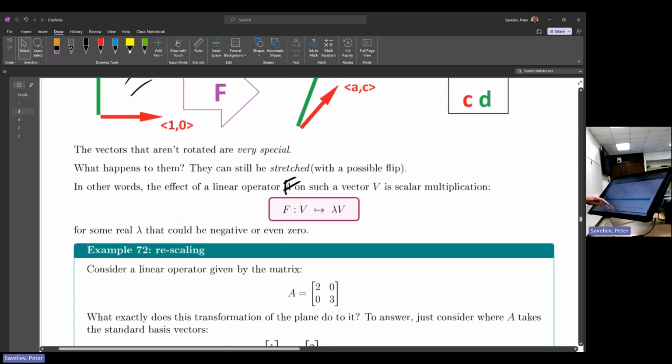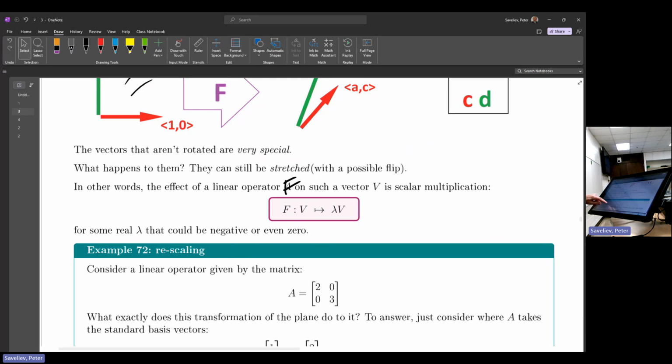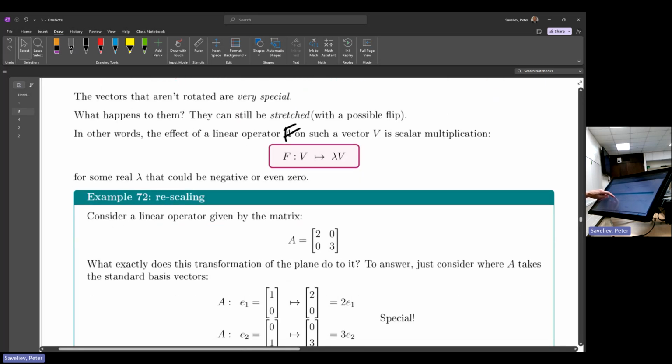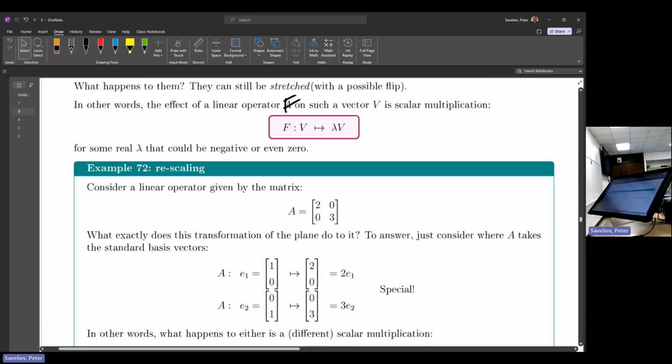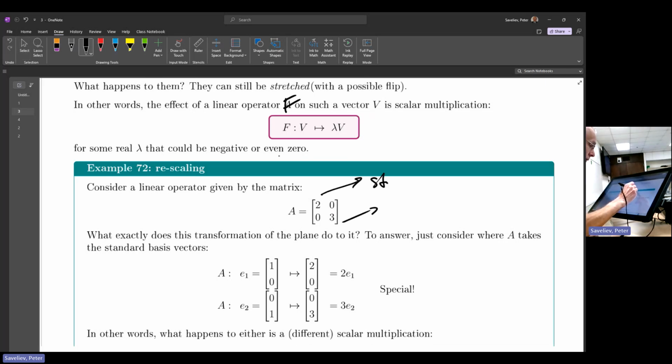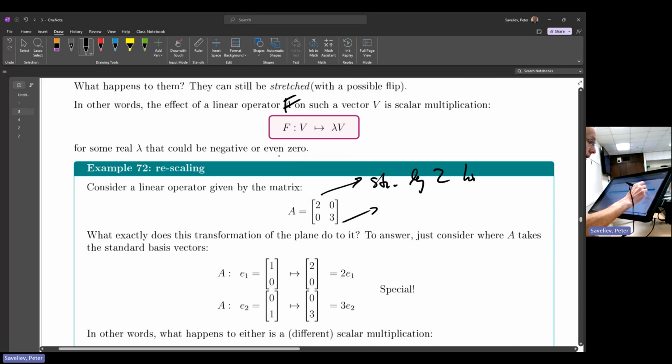So if my matrix is 2, 0, 0, 3, we know that it's stretches, and then we ask ourselves what happens to the vectors. Because it is proportional, there is a simplistic description: stretched by 2 horizontally, stretched by 3 vertically. That's simplistic.